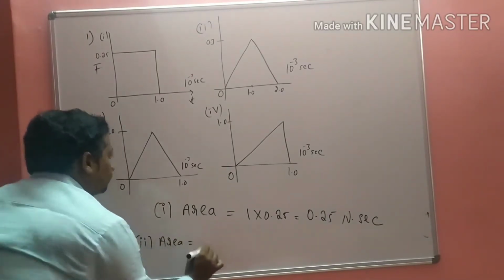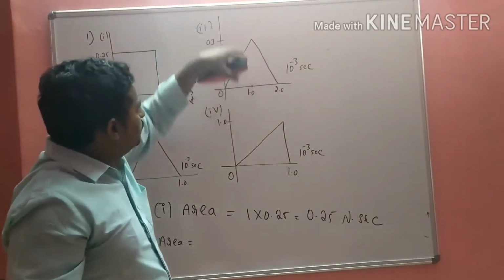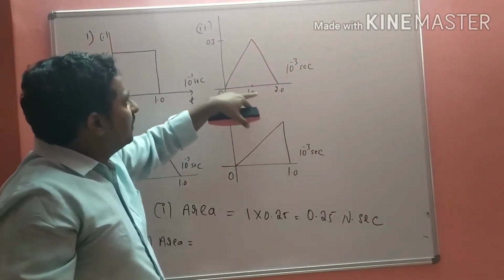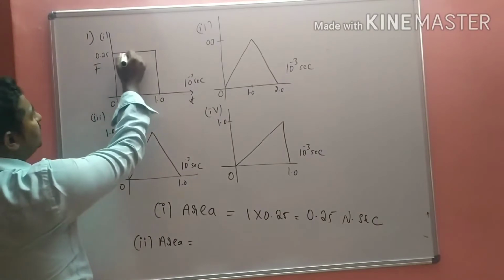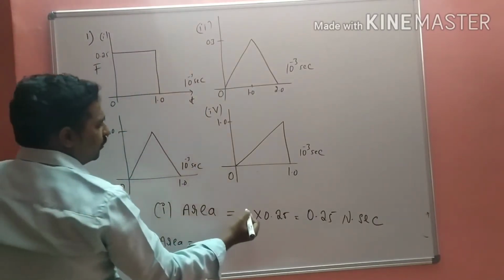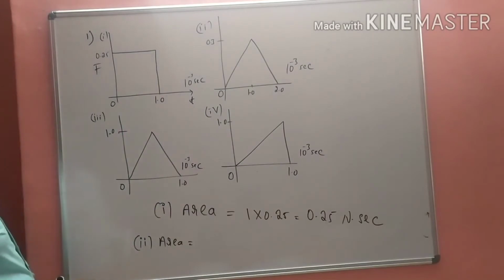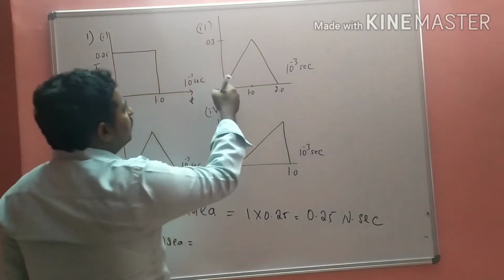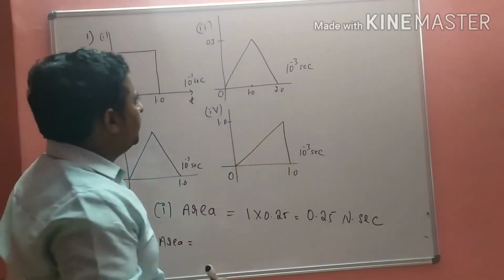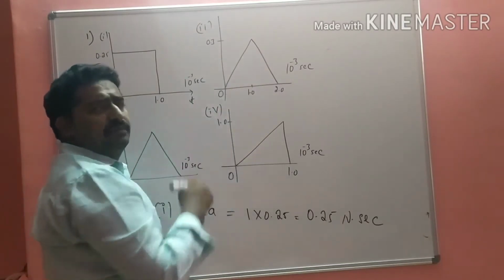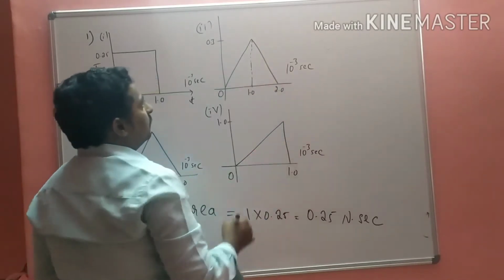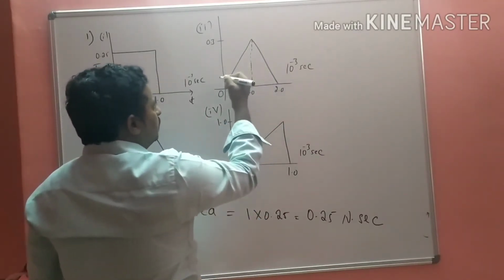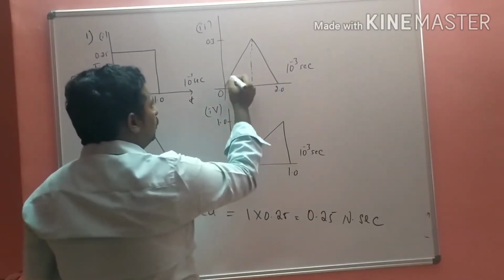Now the second one. Here the force is constant, so in the constant force case you take 1 into 0.25. But this one is a variable force, so you have to bifurcate it into small segments. These are right triangles. The area of this one and the area of this one are added together.